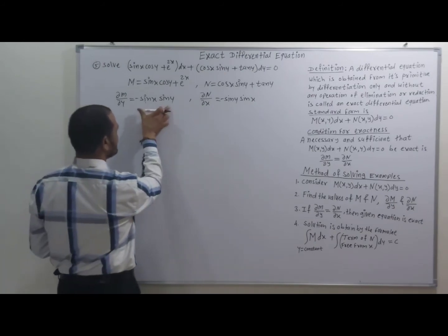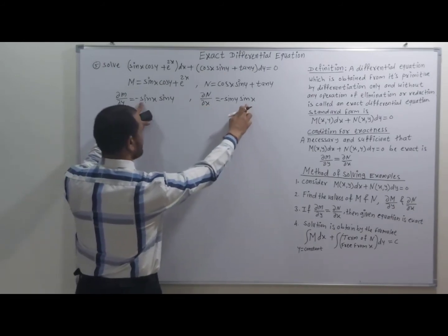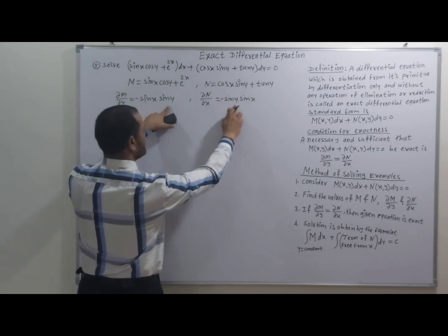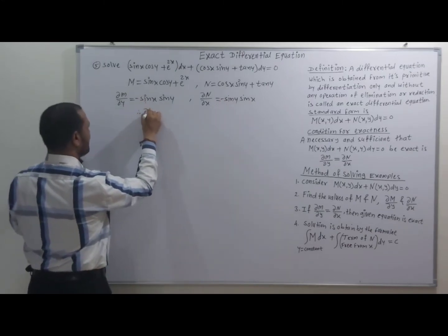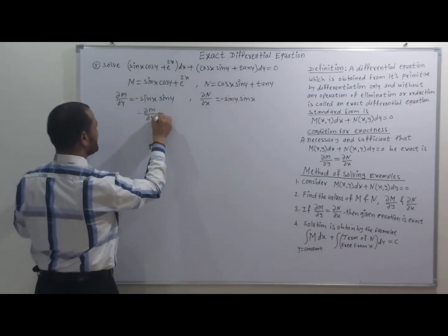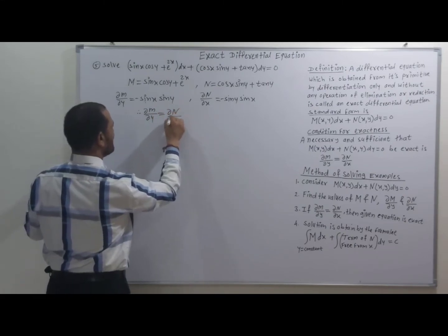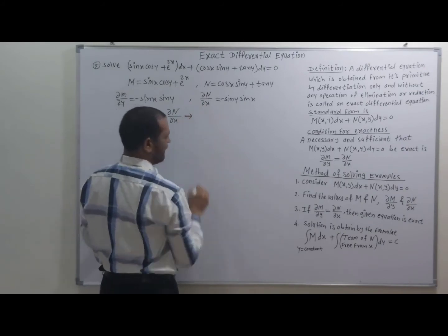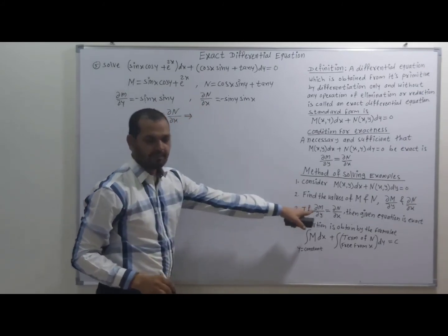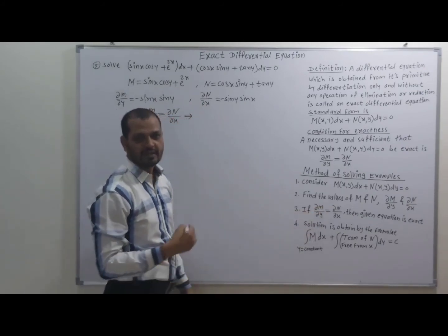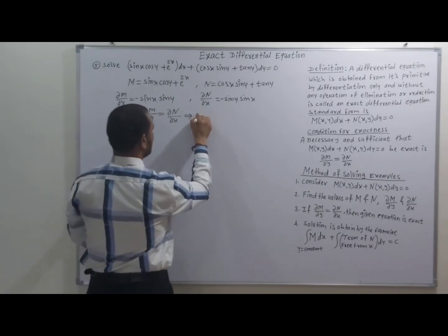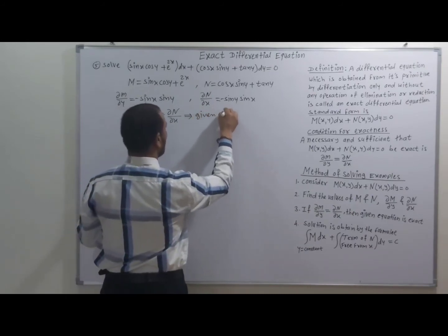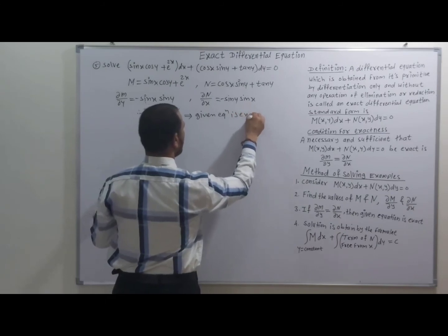Now if we observe this term and this term, this is minus sin x, this is sin x, minus sin y, this is sin y. Therefore, the partial derivative of m with respect to y is exactly equal to the partial derivative of n with respect to x. So according to our step number 3, if this condition holds, then the given equation is exact. So this implies that the given equation is exact.